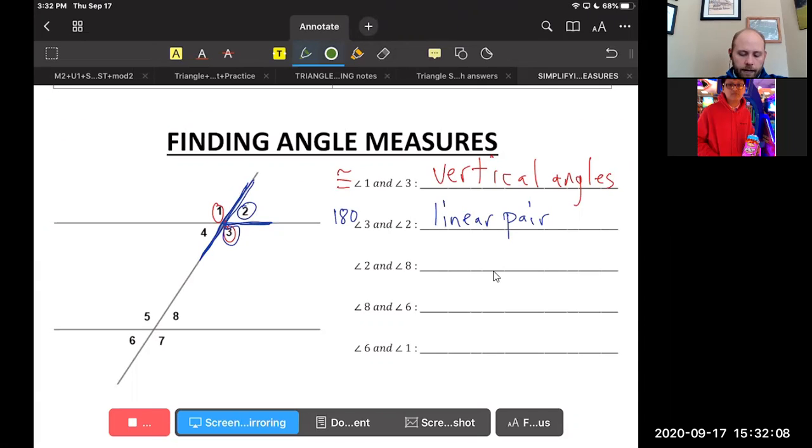Now angles 2 and 8. They're in the same spot, different lines. Same spot, different lines. They are congruent. Corresponding angles.